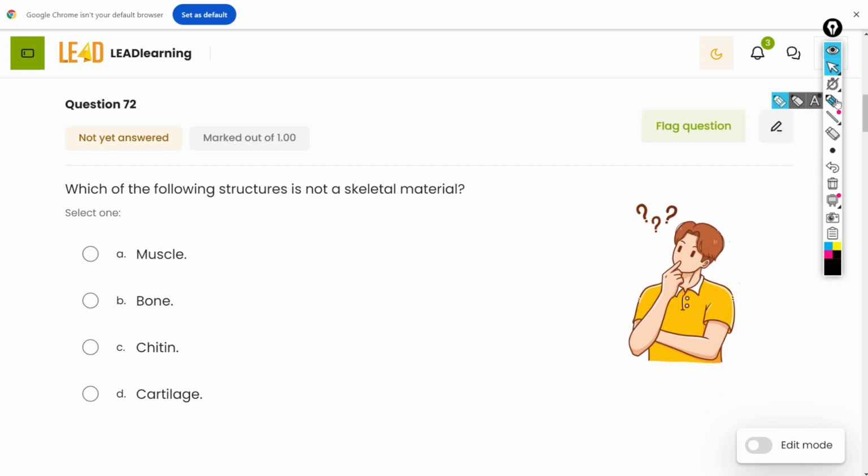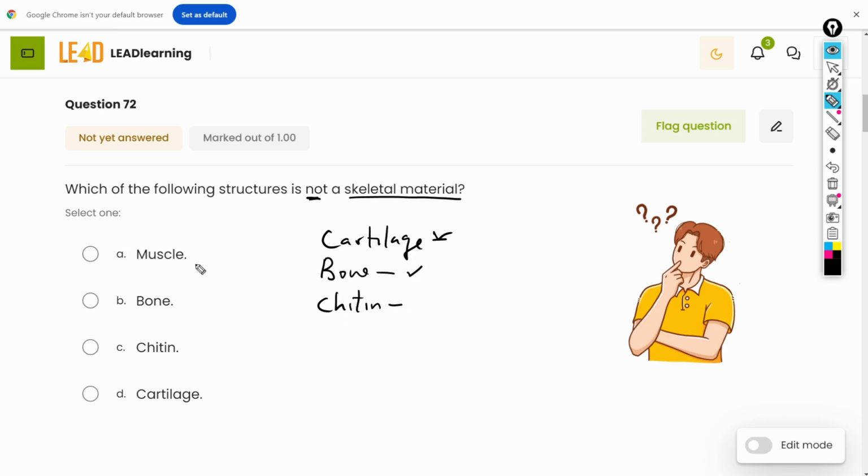Question 72. Which of the following structures is not a skeletal material? There are three basic skeletal materials: cartilage, which is found on the surfaces of bones where joints are located so as to provide a cushioning effect or serve as a shock absorber so that the bones do not rub against each other. Second one is the bone, which offers rigidity, gives shape, and also protects some delicate organs. And then the third skeletal material is chitin, which is found in the exoskeleton of arthropods.